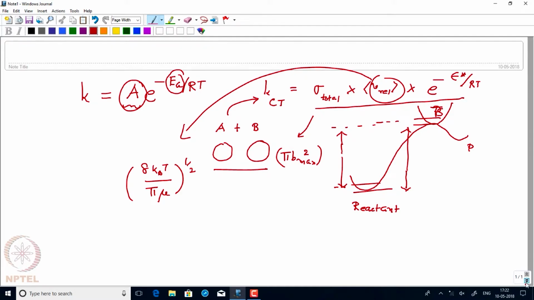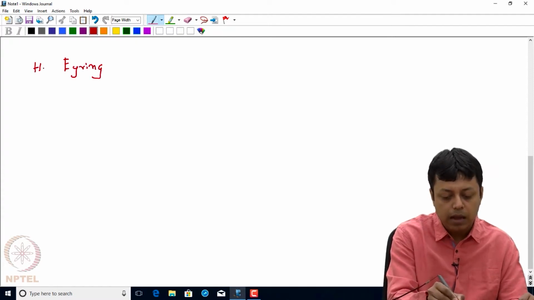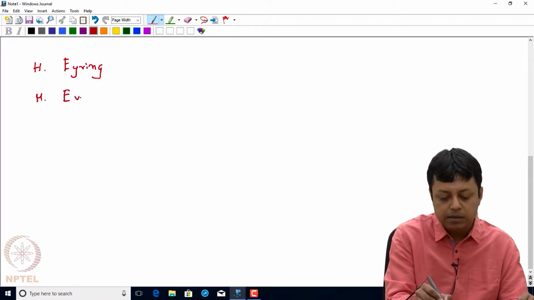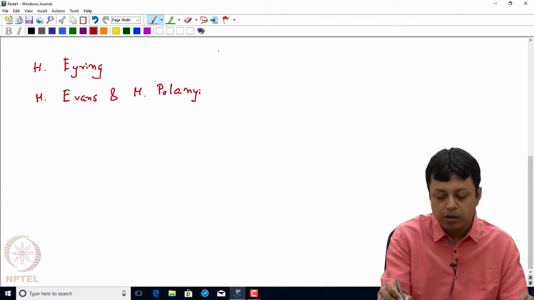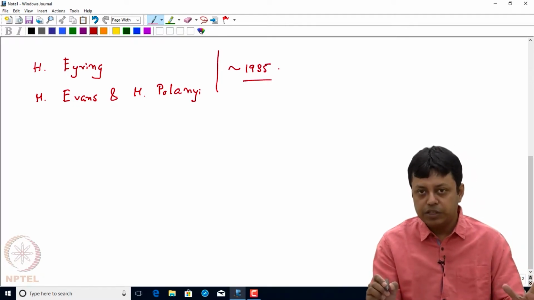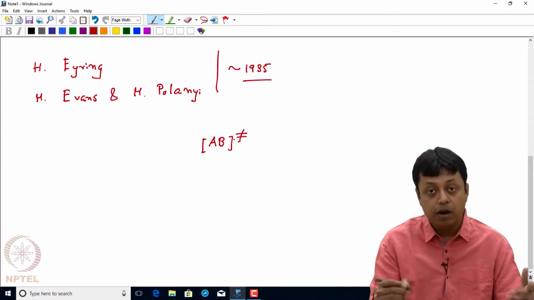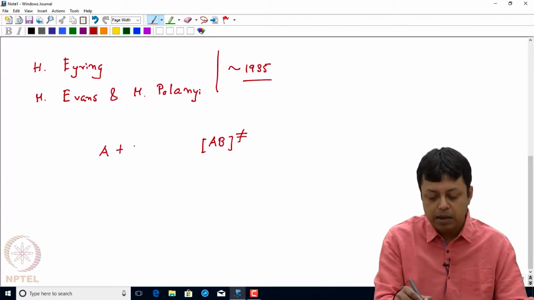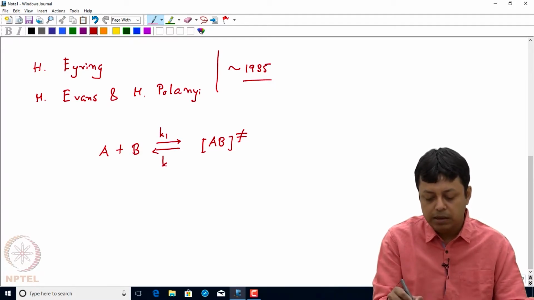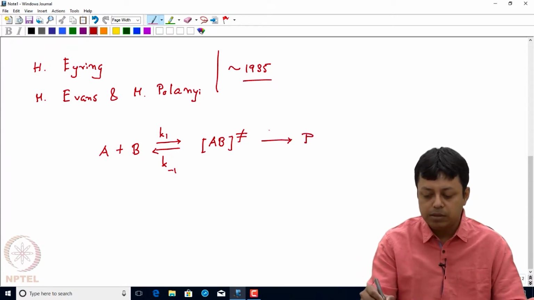So, what Henry Eyring, Meredith Evans and Michael Polanyi proposed around 1935-37 is that the transition state exists, which they denoted as AB dagger, for a bimolecular reaction between A and B, and they assumed that this transition state is in equilibrium with the reactants, which are the two molecules, and then eventually the transition state forms product.